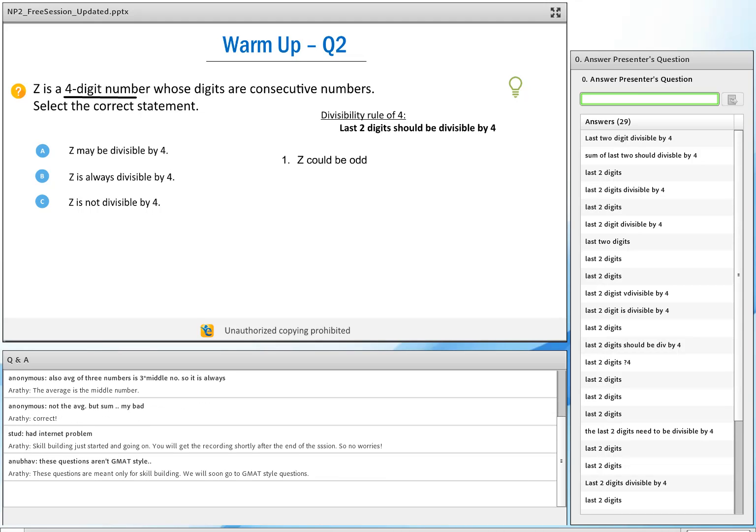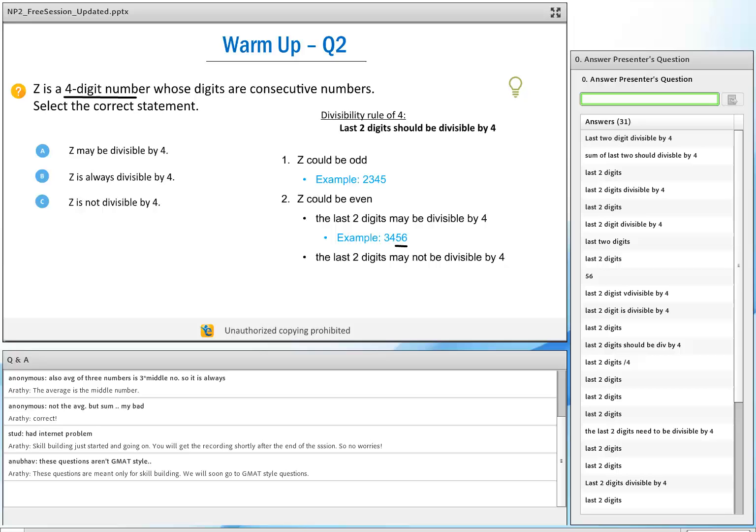So we can say, hey, what if z is odd? For example, z could be 2, 3, 4, 5. Again, an odd number is not divisible by 4. So that's something where z is not divisible by 4. But z could also be even, where the last two digits are divisible by 4. An example would be where the last two digits are 5 and 6. So 3, 4, 5, 6, 56 is divisible by 4. So this is where z is divisible by 4.